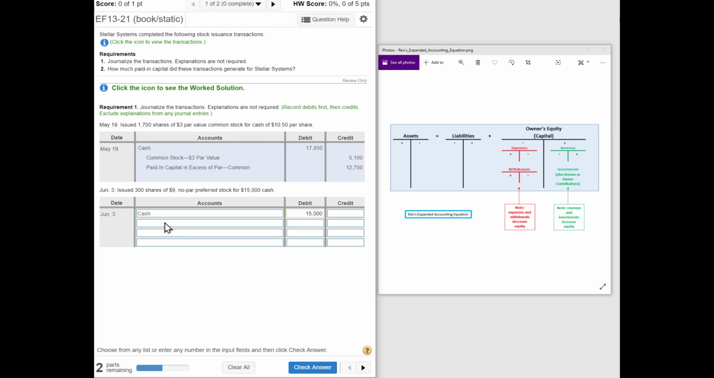And the other account is the preferred stock, no par value. That also goes up by $15,000. And if you're wondering why I'm crediting the account, besides the fact that debits must equal credits, remember preferred stock is an equity account, and it is increasing, therefore I have to credit that account. And since this preferred stock has no par value, there is no need for an account called in excess of par.